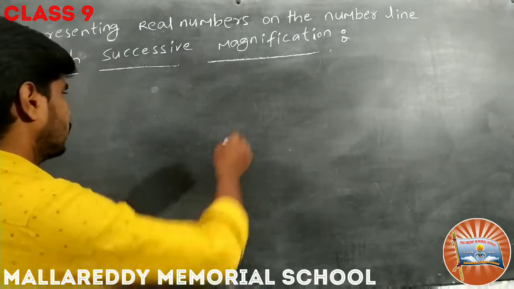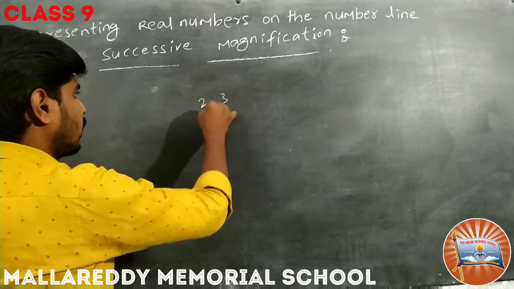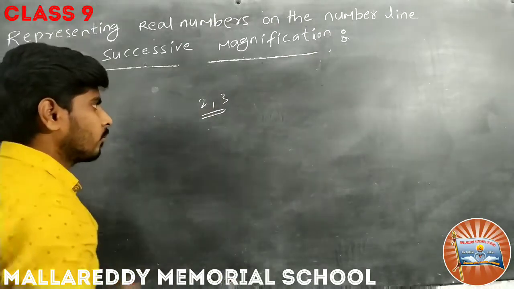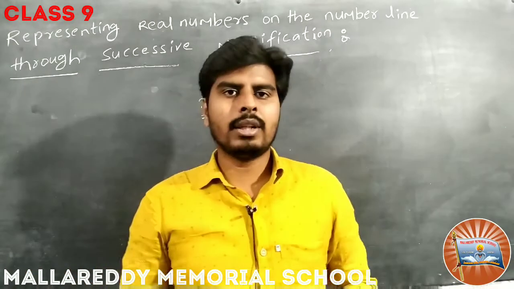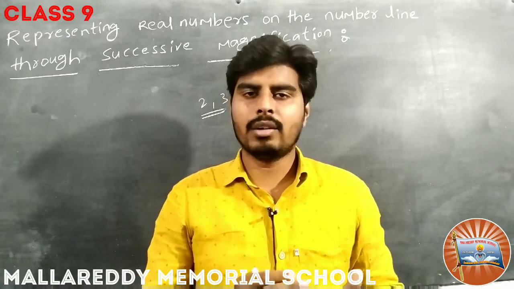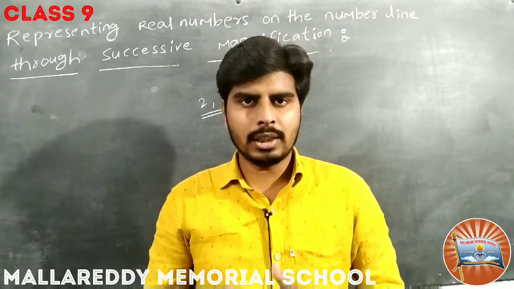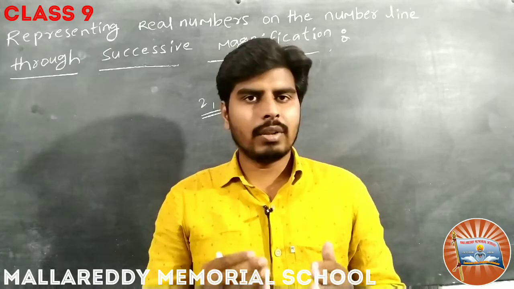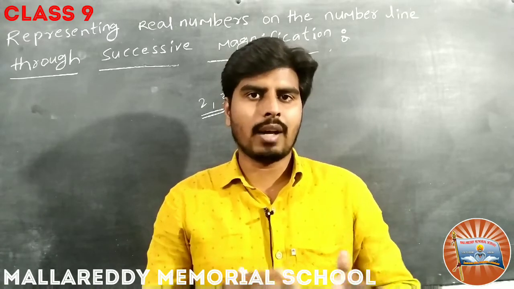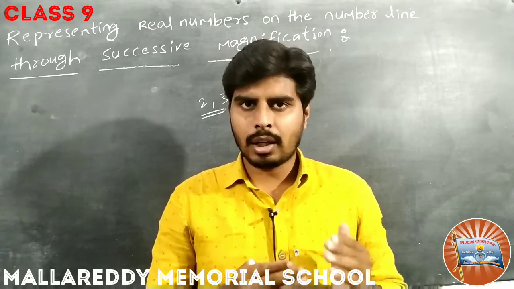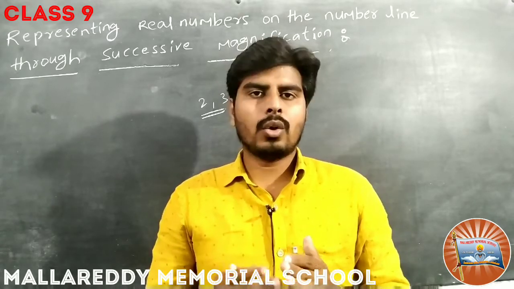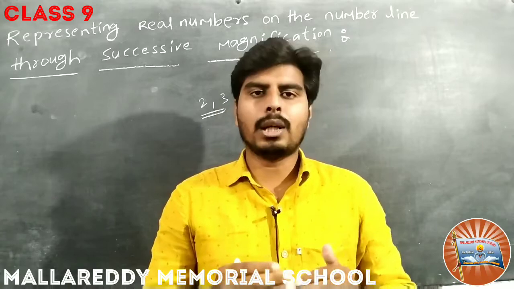Suppose between 2 and 3. So we already know that between two rational numbers we have infinitely many numbers, isn't it? Right. Similarly, between two real numbers also we have infinitely many numbers, isn't it? Right. So we are going to represent those numbers on the number line now.